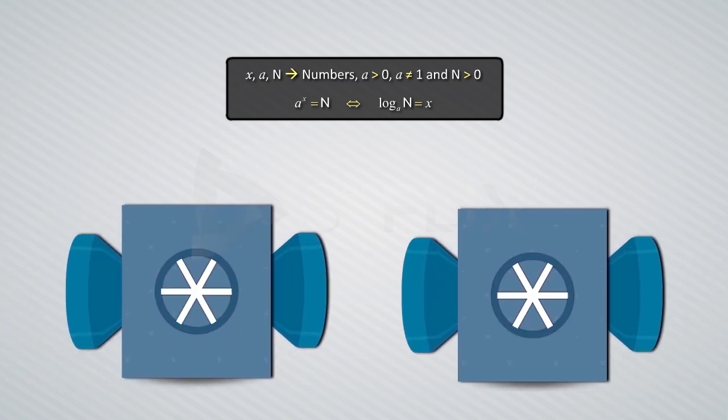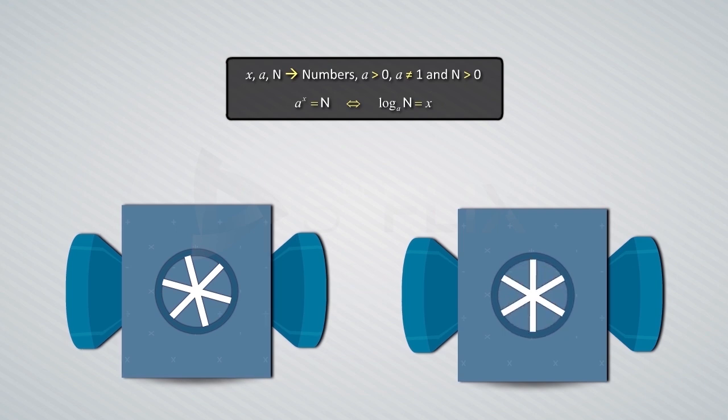Given three numbers x, a, n, where a is greater than 0, a is not equal to 1, and n is greater than 0. If a to the power x equals n, then the logarithm with respect to the base a of n is defined as x. We write a to the power x equals n if and only if log n base a equals x. The above definition converts the exponential form to the logarithmic form and vice versa.